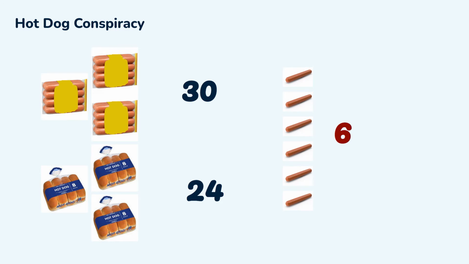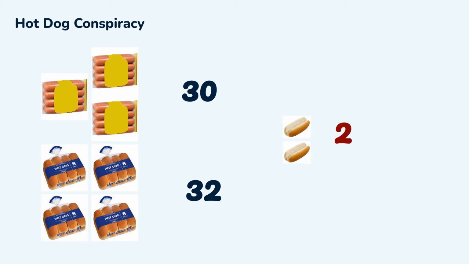But you fix it by buying an additional package of wieners. Now you have 30 wieners and still 24 buns after preparing 24 hot dogs. Your remainder is gonna be 6 wieners. If you buy 4 packages of buns, you still have 30 wieners, and after preparing 30 hot dogs, you are gonna have 2 buns left.